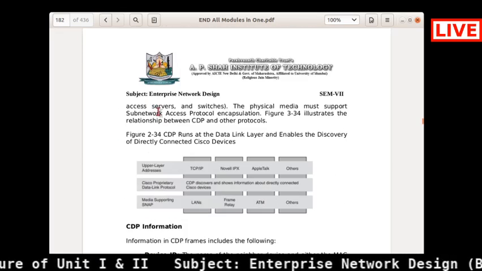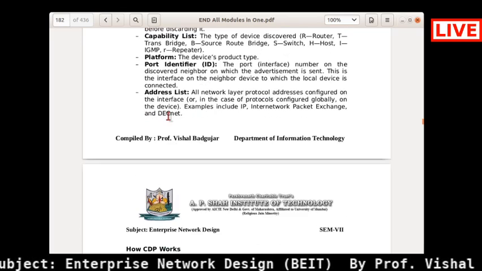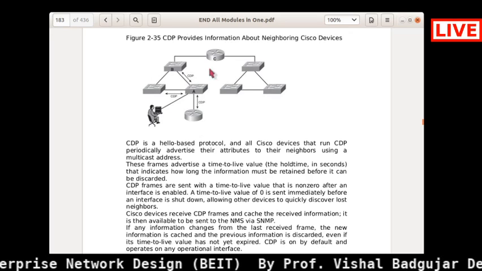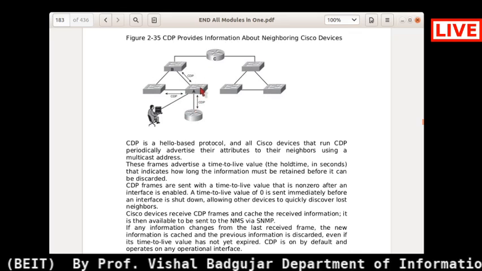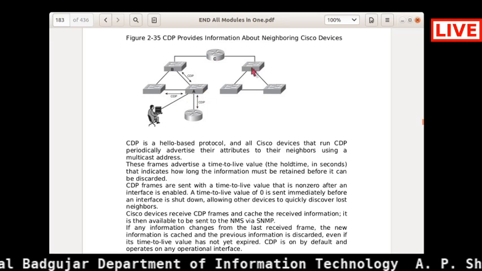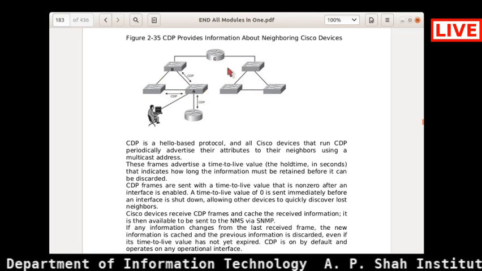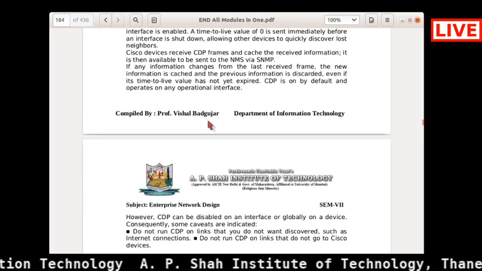Okay, and CDP, which I already told you about, has different information under it, and how it works: it just identifies different Cisco-based neighboring devices, right? And it is used as a hello-based protocol, right? So this is also an important topic.